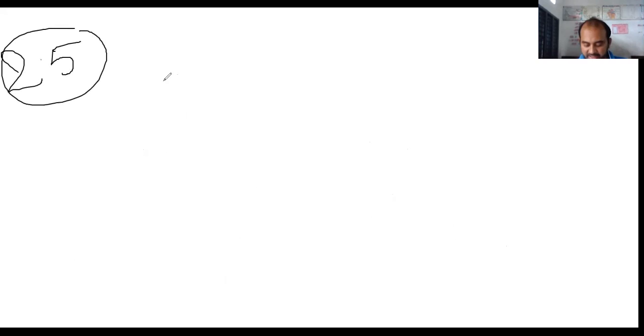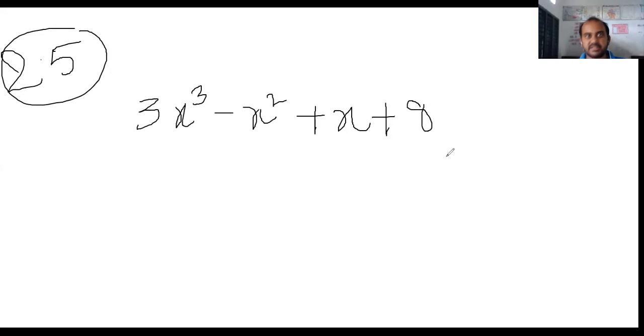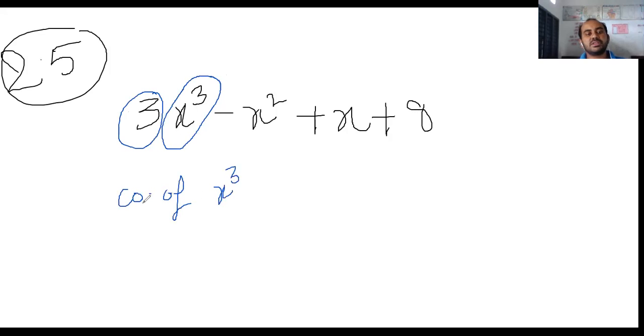Okay. Now, these are the terms. Actually, I already said that to you. What are the terms? If you have a textbook, open it and check: 3x cube minus x square plus x plus 8. These are the terms. Now here, what are the terms? This is the x cube term, and this 3 is called what? Coefficient of x cube. 3 is equal to the coefficient of x cube.